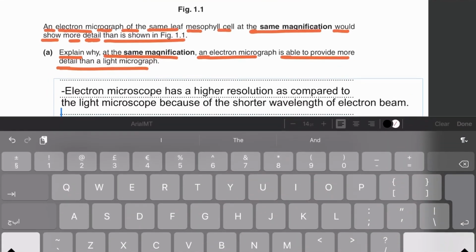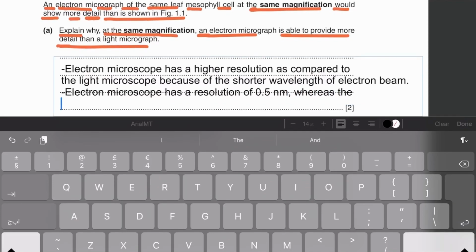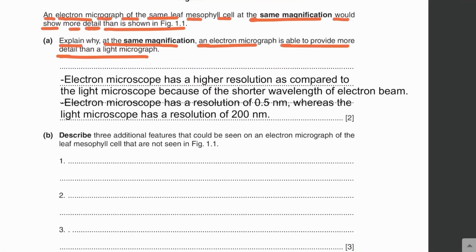You can also mention that the electron microscope has a resolution of 0.5 nanometer, whereas the light microscope has a resolution of 200 nanometers, right? Okay, so this is what we have to write.